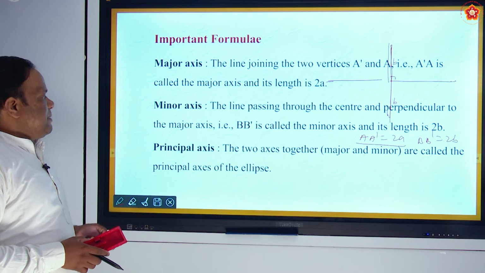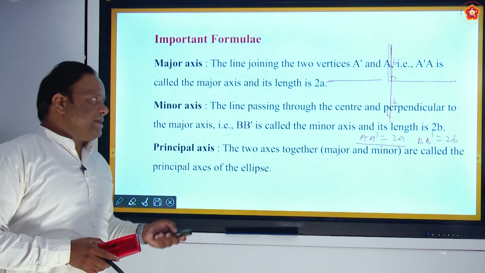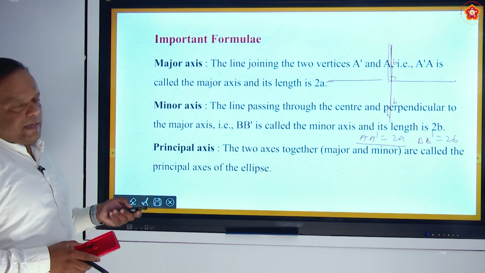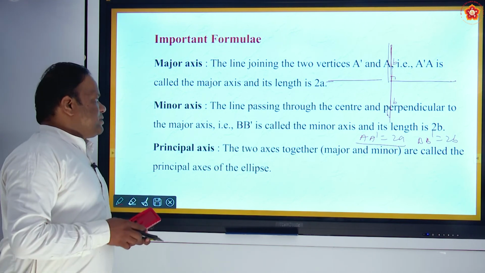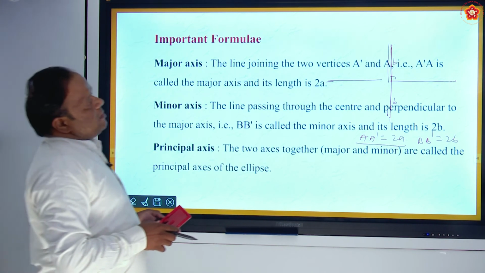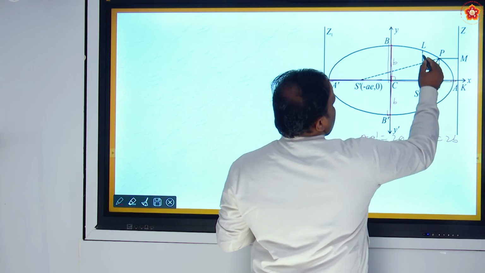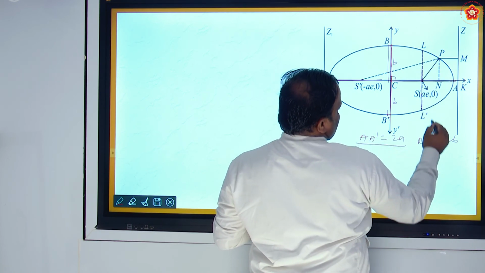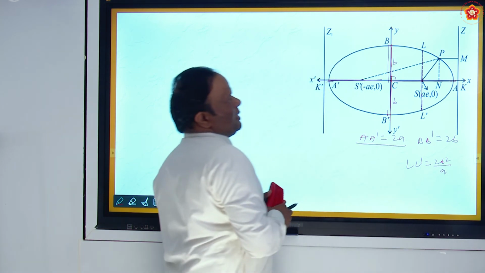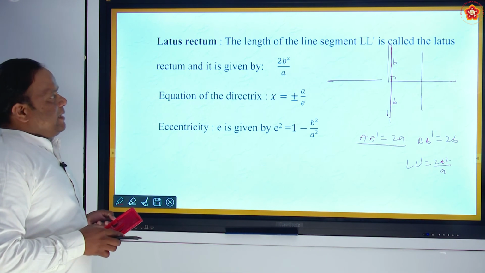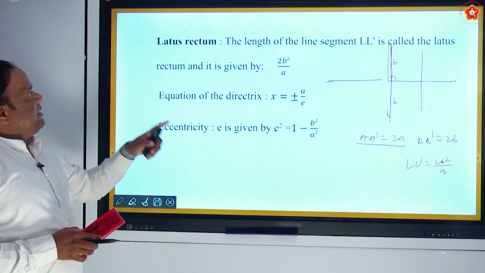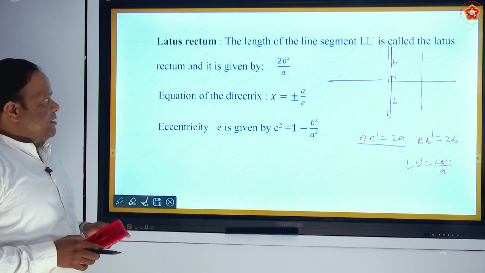Next, principal axes. The two axes together, major axis and minor axis, are called the principal axes of the ellipse. Next, latus rectum. Observe the figure here, this is the length of LR, this to this. This length L L dash is nothing but 2b square by a. Length of latus rectum is 2b square by a.